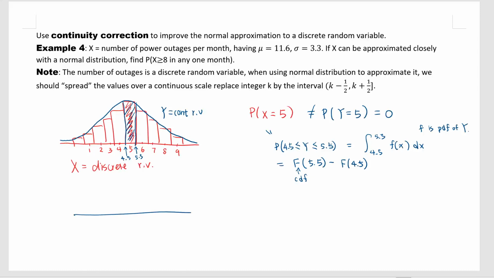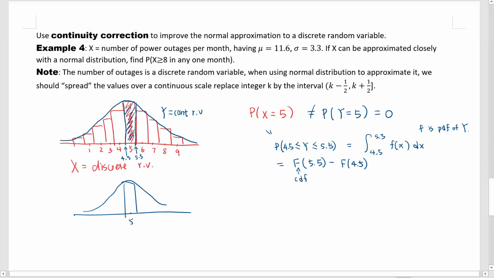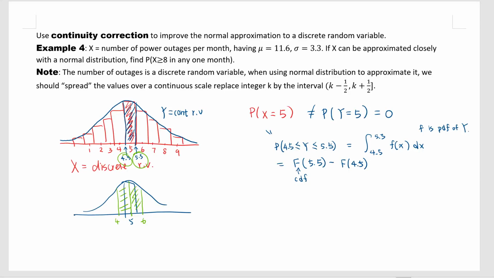Yeah, so this is the closest approximation. Let me draw a picture. So you want to approximate the 5, right? Well, you can also choose to approximate using the probability from 5 to 6, or you can use the probability from 4 to 5. But you can see it's not so close. So that's why we spread the value over a continuous scale, and we use 4.5 and 5.5 to approximate it. It would be closer. Okay?